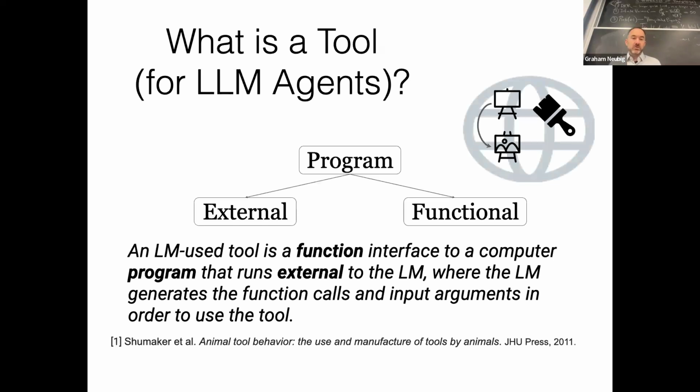And so it's a function that you can use. One thing that's pretty important is this is a program that runs externally to the LM. So it's not relying on the LM's computation. So it's different from something like chain of thought, because chain of thought is essentially running inside the LM. And usually the way the LM interacts with this is it generates function calls and input arguments to the functions.